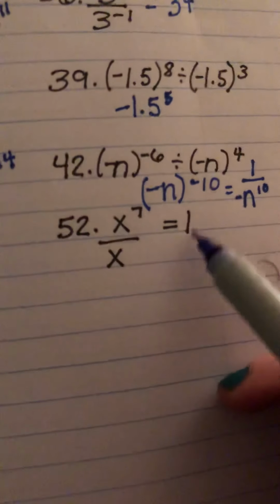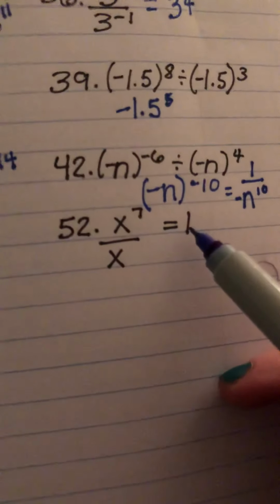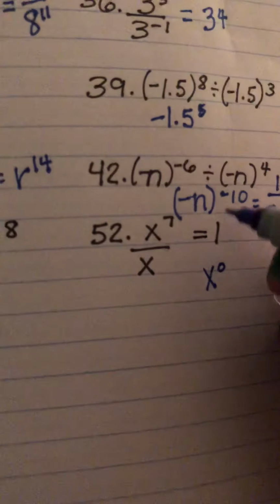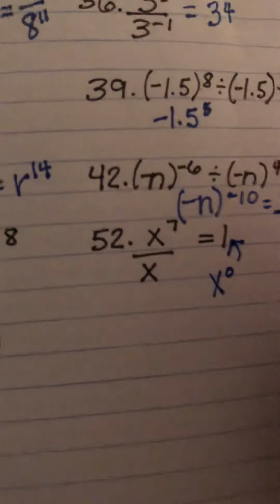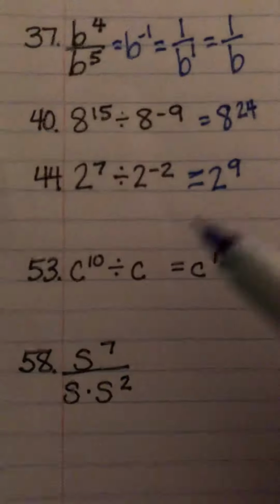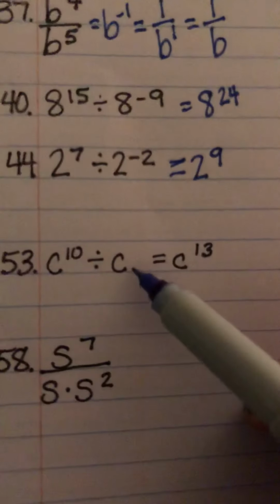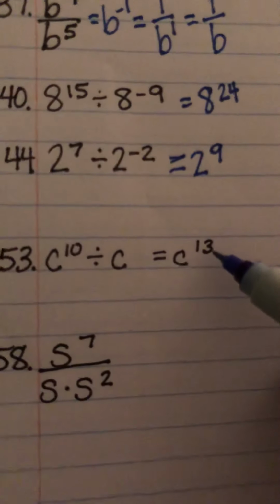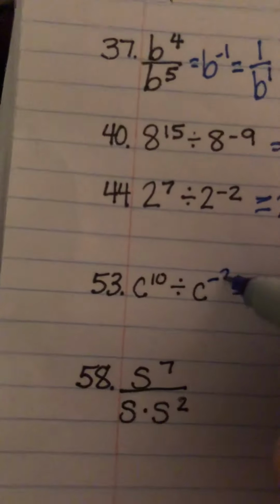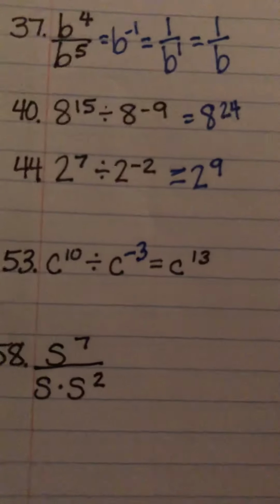All right. Here, it wants to know how it would equal 1. Well, in order for that to happen, you would need to end up with x to the 0 power, because that equals 1. So 7 minus 7 is 0. So that would be a 7. Okay. Here we have c to the 10th divided by c to what equals c to the 13th. So 10 minus negative 3 is 13.